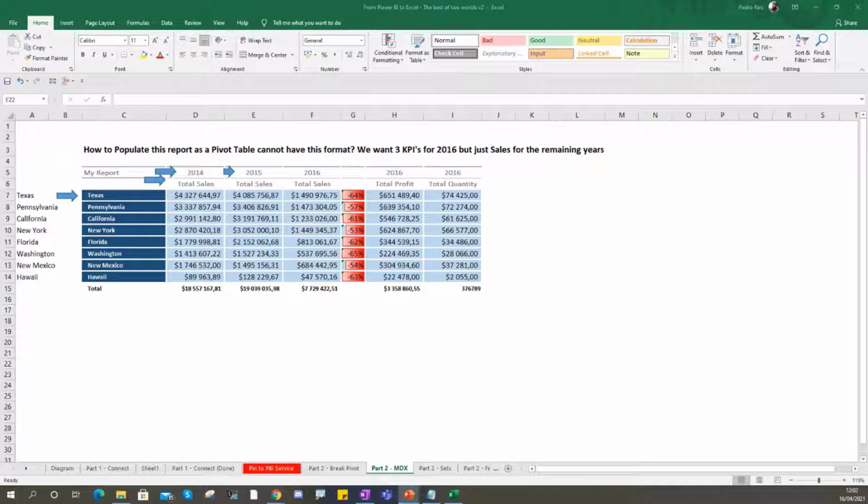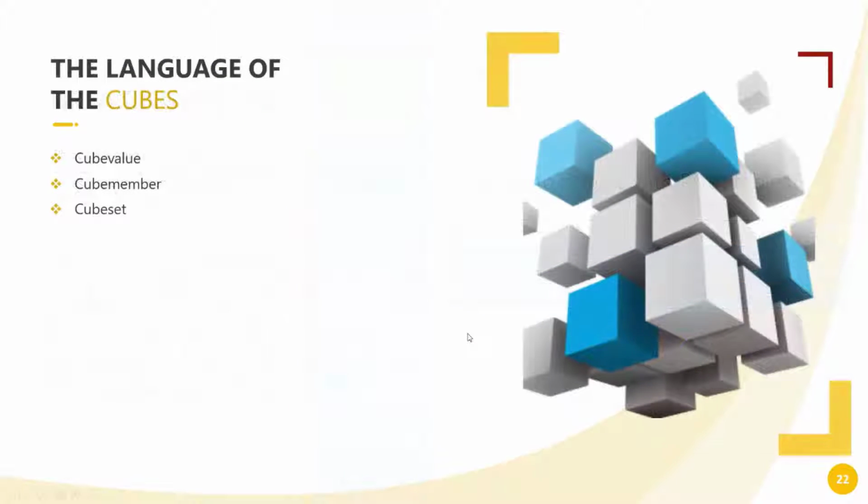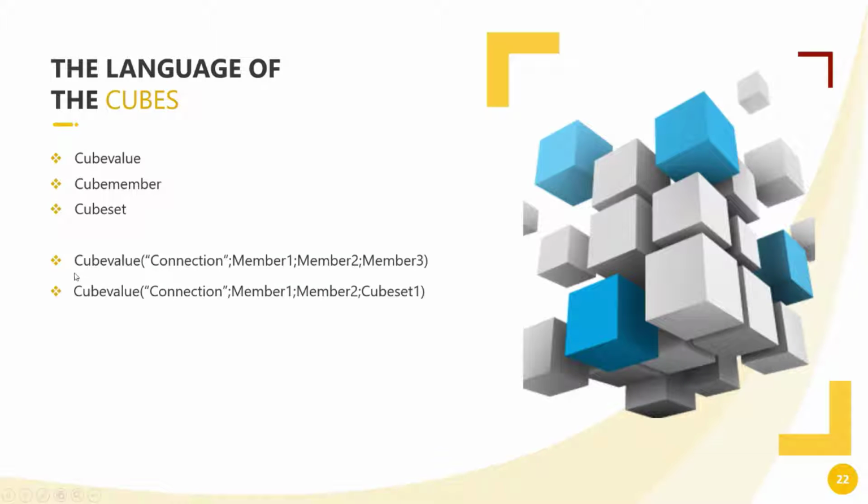So going back to our PowerPoint, now we are able to fix and solve this problem. It's important for you to know about this to understand the language of the cubes, which is you have three functions: cube value, cube member, and cube set. These are the three basic ones. To call data from a cube, you start typing a cube value, you reference your connection, and then you can put as many members as you want, 1, 2, 3, or as many members plus cube sets as you want.